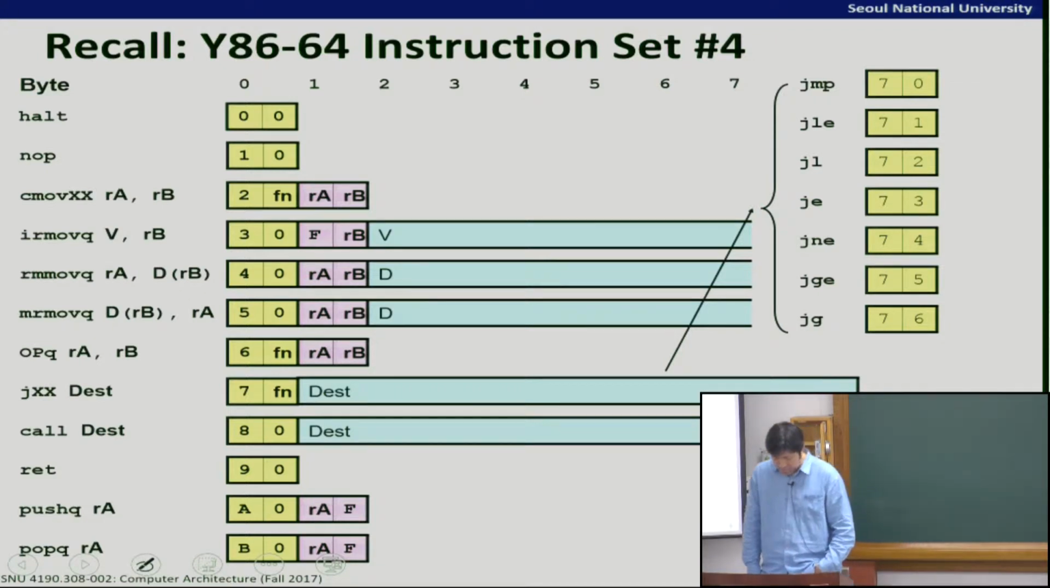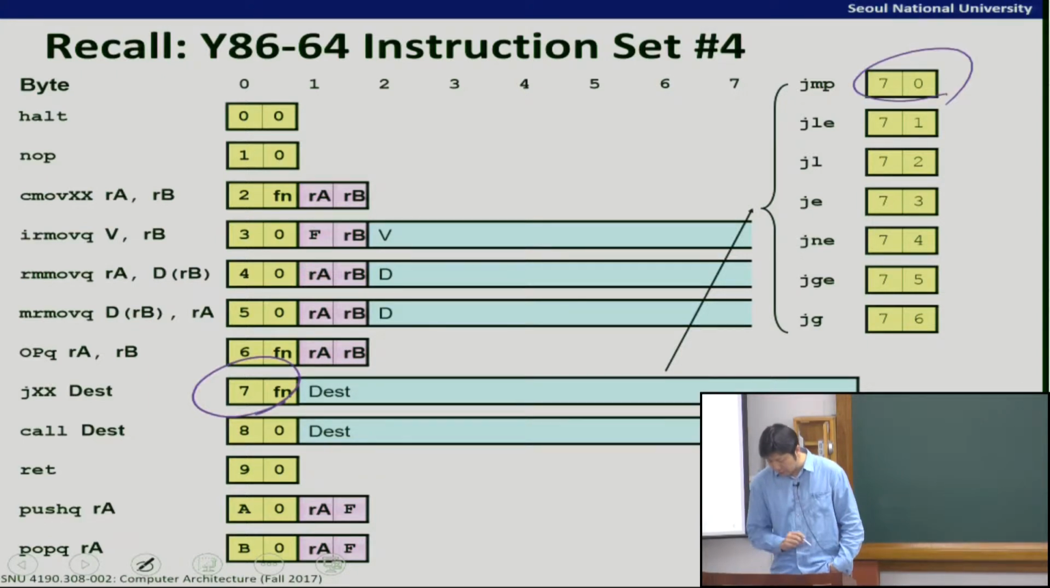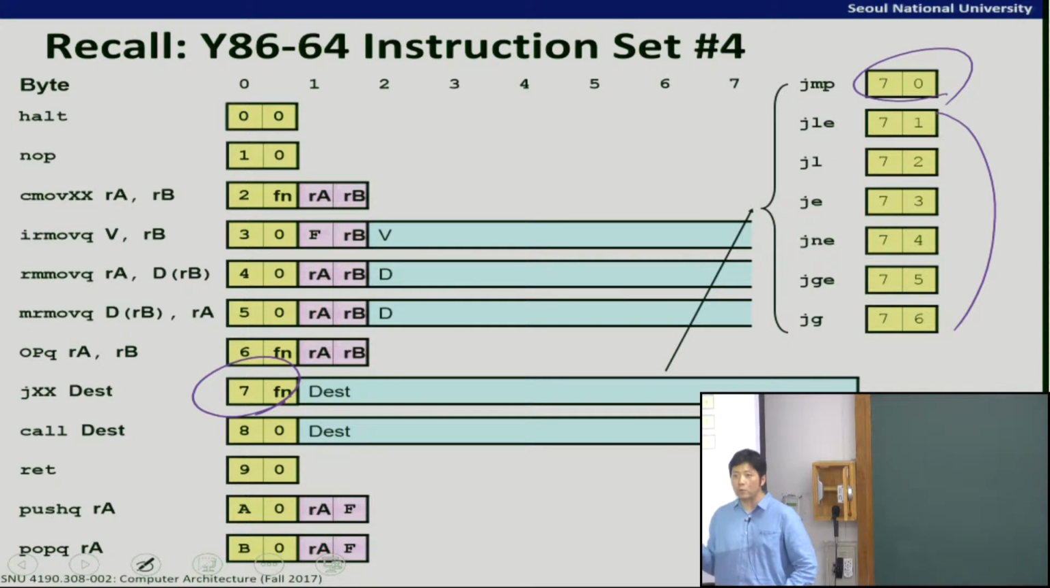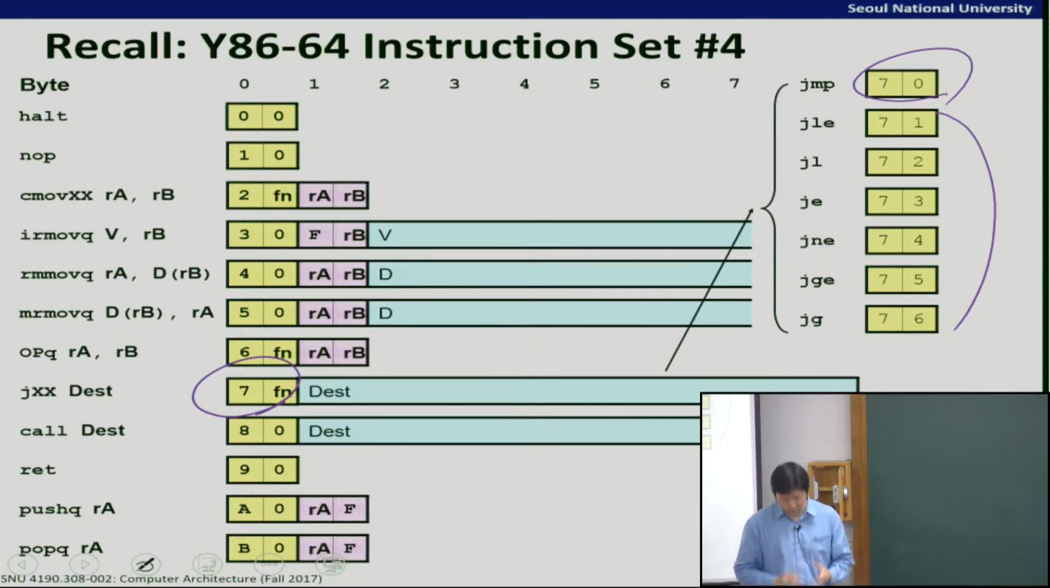JXX is jump and branch, and if this opcode is 70, then that means an unconditional jump. It's just like a go-to, right? And all the others are conditional, and for the rest of the cases, the program jumps to the target location only when the condition is satisfied. So that's the reason why it's called a conditional branch.